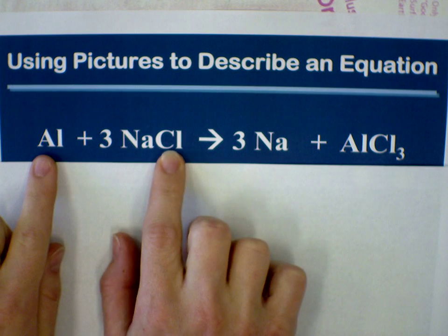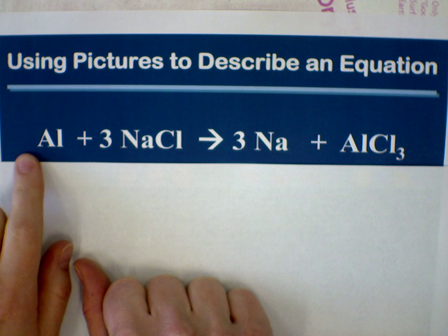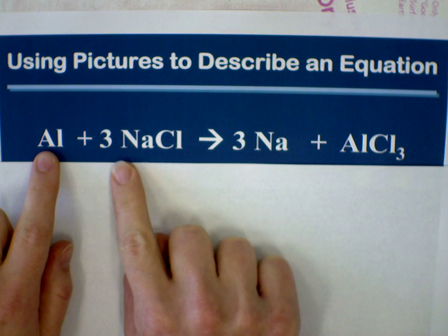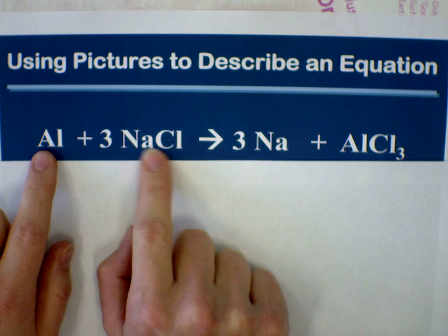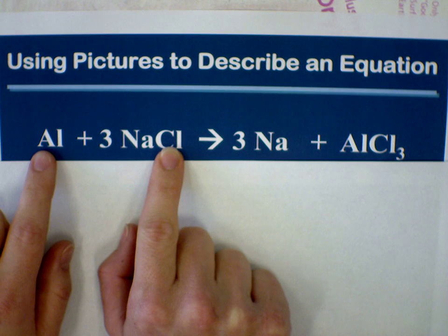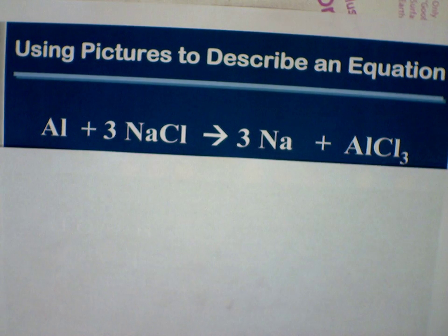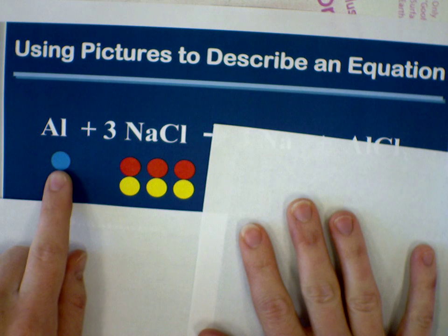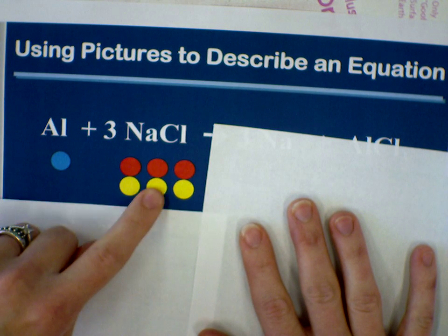sodium, and the chlorine. So in aluminum, there's only a single atom. There's no coefficient out front, so I'm assuming it's 1. For the NaCl, I see that there are 3 NaCls. And within NaCl, it's 1 sodium and 1 chlorine. So if I'm going to draw this picture out, I'm going to have my 1 aluminum atom, and I have 3 sets of sodium chloride.